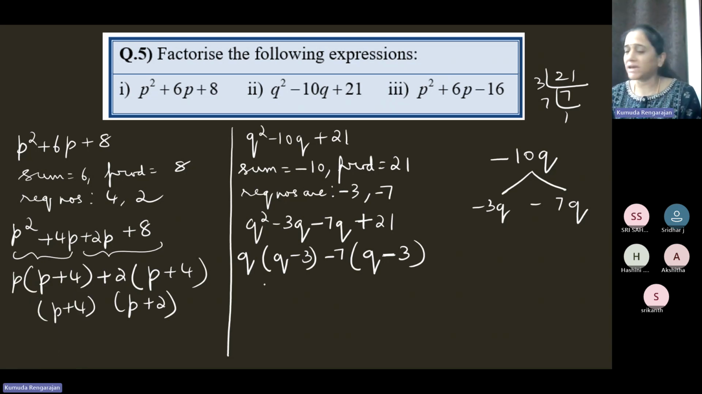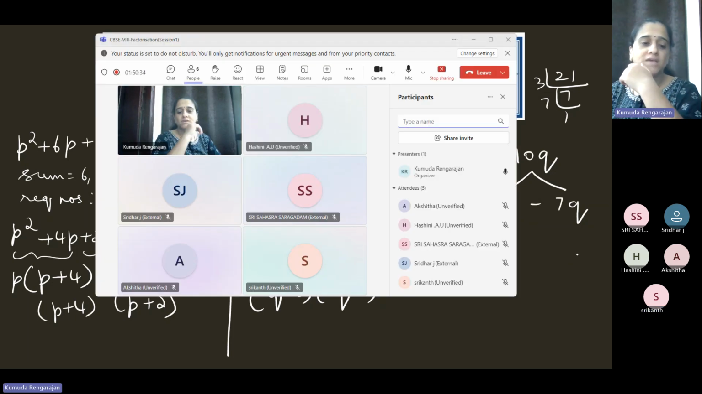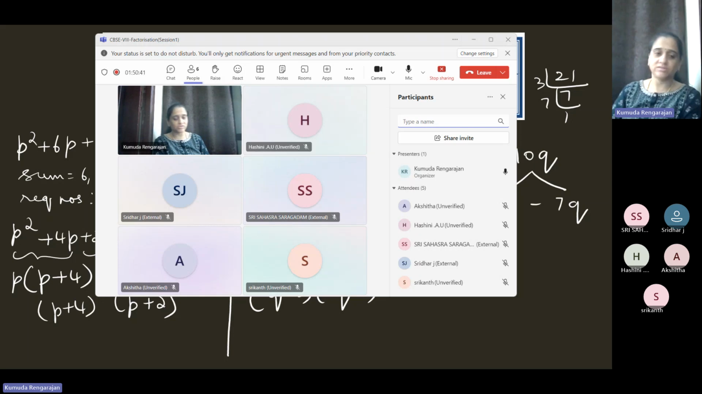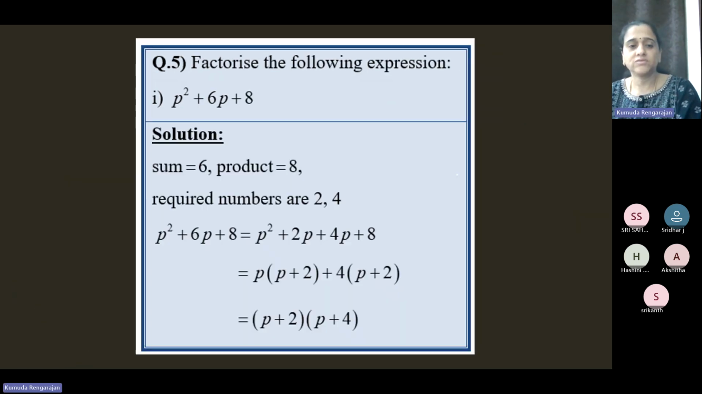Now, in the two brackets, we have Q minus 3. So, Q minus 3. Correct? Shrikant, is this right? Have you got the same answer? Yes, ma'am. Okay. Others? Hasini, yes, ma'am. Sahasra, Akshita and Srijit, yes, ma'am. Okay, the next one.